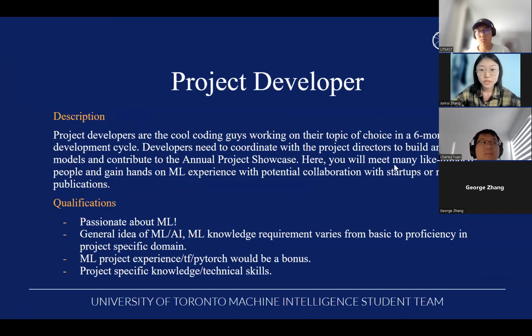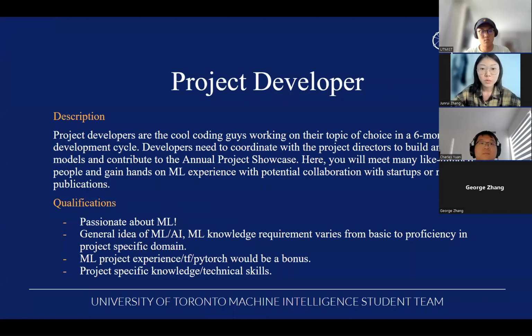So for the project developer role, a short description I would say is that project developers, they're the cool guys working on coding stuff, working on their topic of choice in a 6-month development cycle. And then the developers, you need to coordinate with the directors to build and test the models. And eventually you guys will contribute to the annual project showcase. And here at UTMIST, you will meet many like-minded people and gain hands-on machine learning experience with potential collaboration with startups or research publications, as we have mentioned.